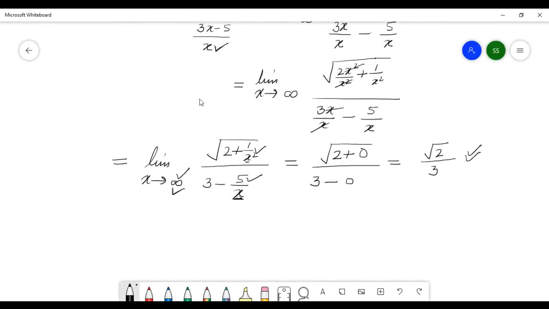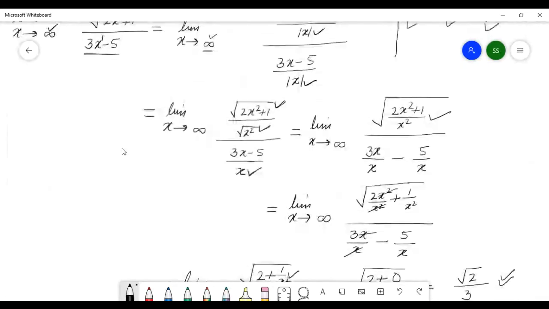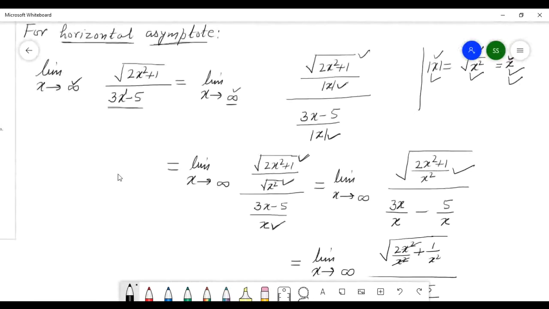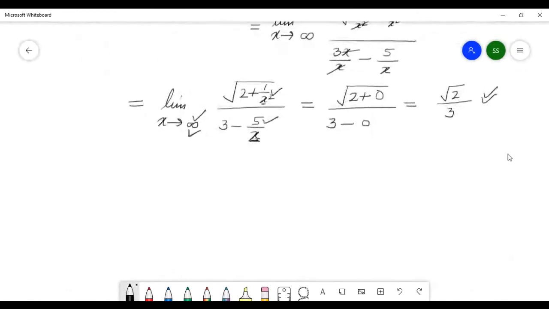Now, first you have taken the limit for the horizontal asymptote as x goes to positive infinity. Now you take negative infinity. X goes to negative infinity. Look over here. What will happen?